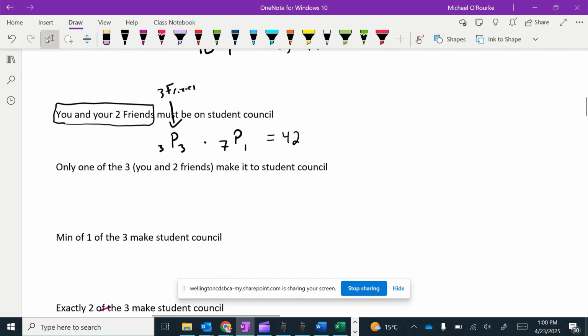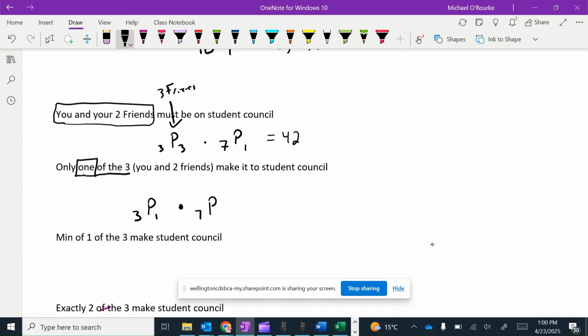Now this one, only one of the 3 friends makes it on student council. Only one of 3. So this one's going to be for you and your friends. This is going to be for everyone else. But I only want 1. So there's 3 friends. How many do I want? I want 1. Okay.